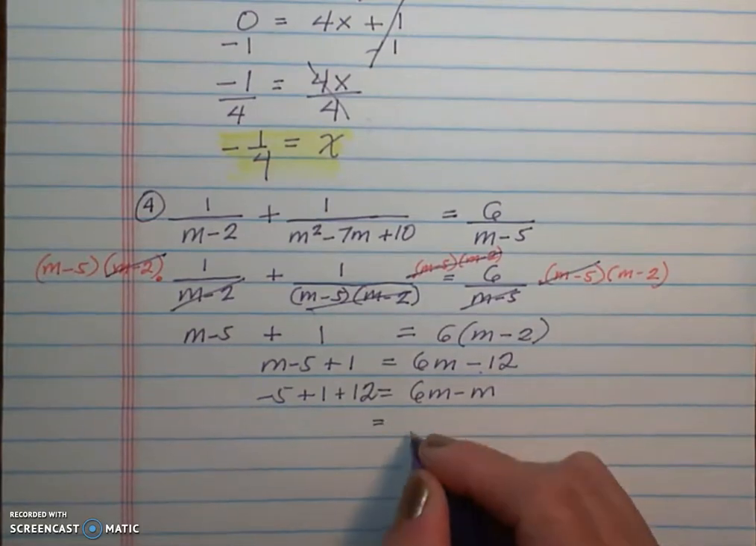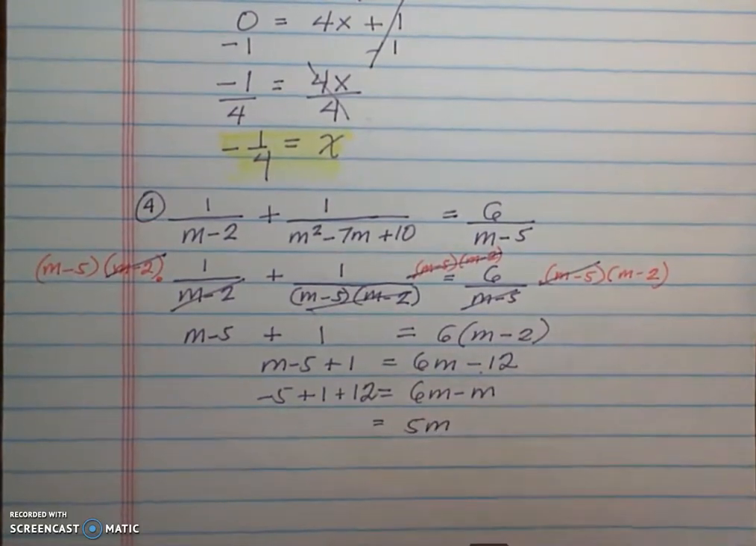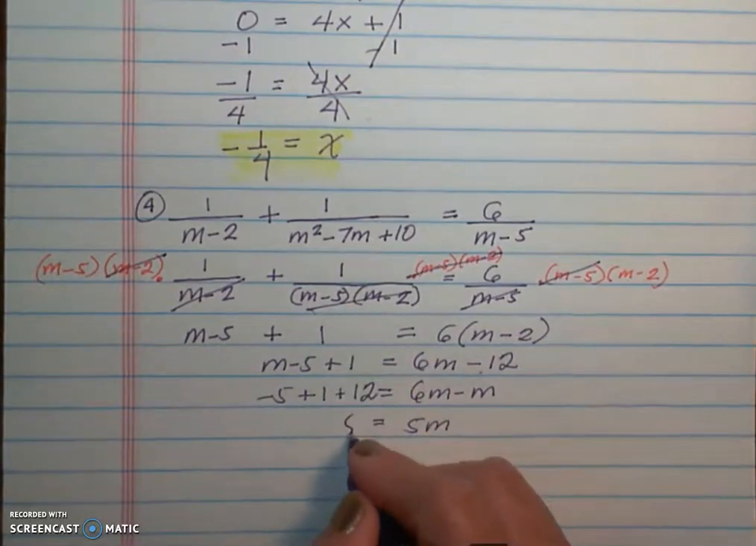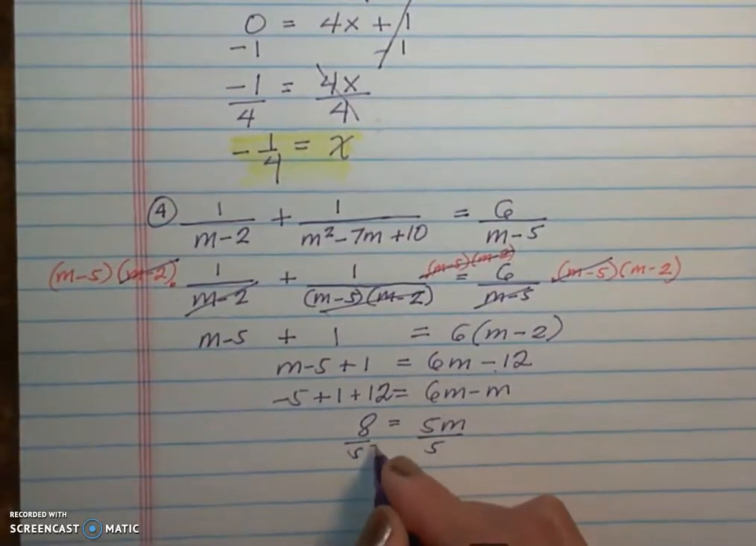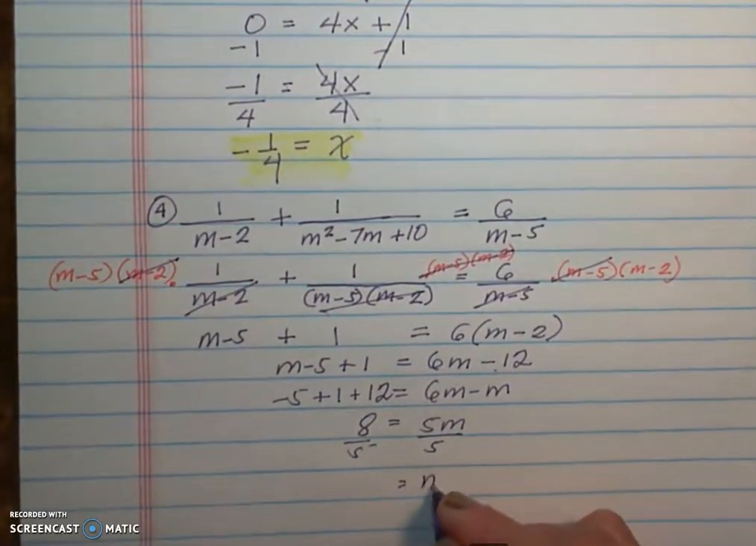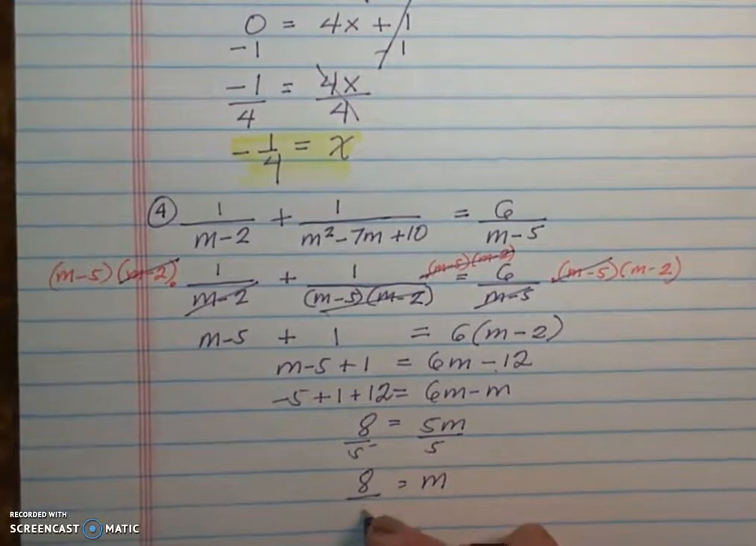So now this is going to be 5m. And this is now order of operations. Negative 5 plus 1 is negative 4 plus 12 is positive 8. Divide 5 on both sides. And now our answer is m is equal to 8 over 5.